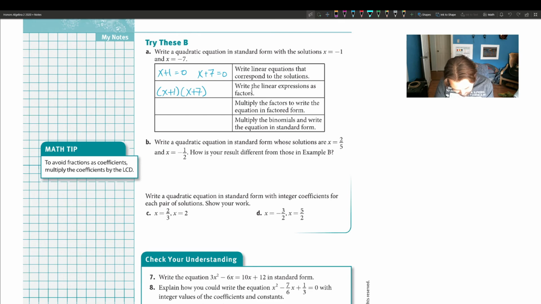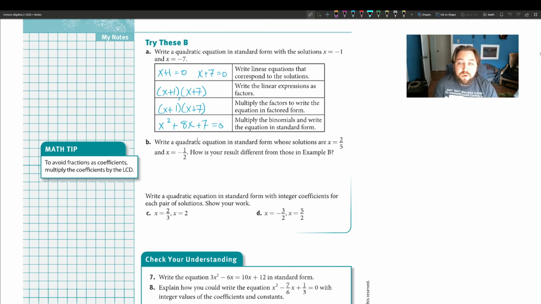Oh, I'm sorry, those are the two, and then it wants us to write it the way I just had it, x plus 7. Okay, and then it wants us to multiply our binomials. So let's see, x times x is x squared. X times 7 is 7x. 1 times x is 1x, so 7 plus 1 is going to be plus 8x. And then 1 times 7 will be 7. And there's the equation. So you can take the answers and work backwards.